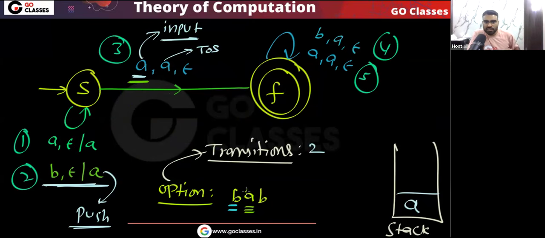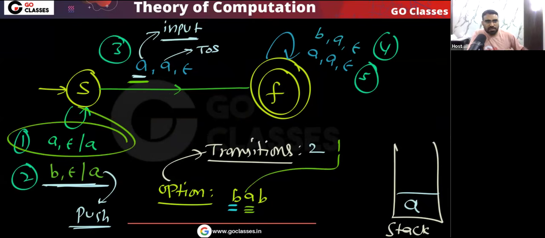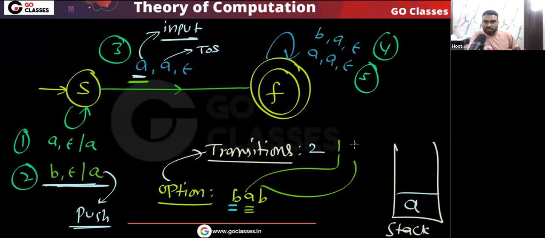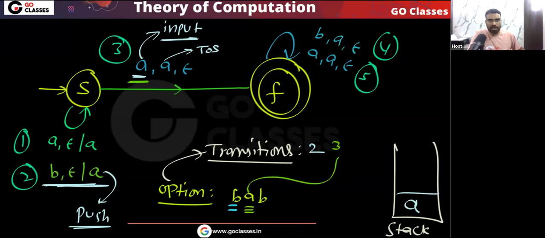So remember, for this A, if I take transition 1, then for this B, I cannot take transition 3. So I cannot go to final state. So remember, for this A, I must take transition 3. In the transition 3, what will happen? For this A I will pop. Yes or no? Very simple.